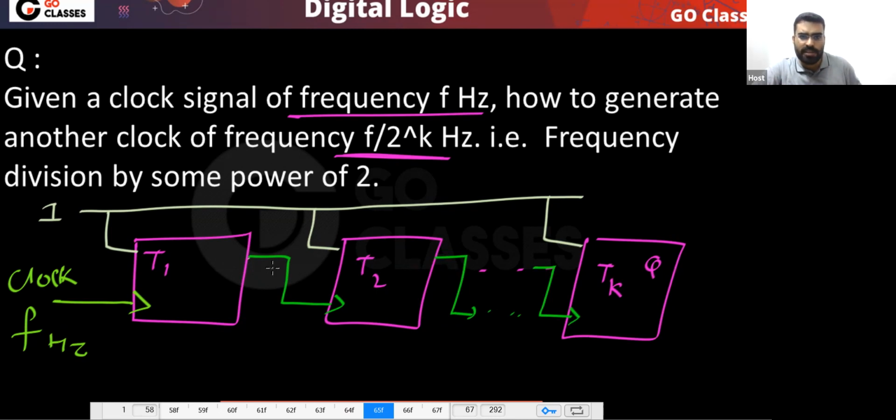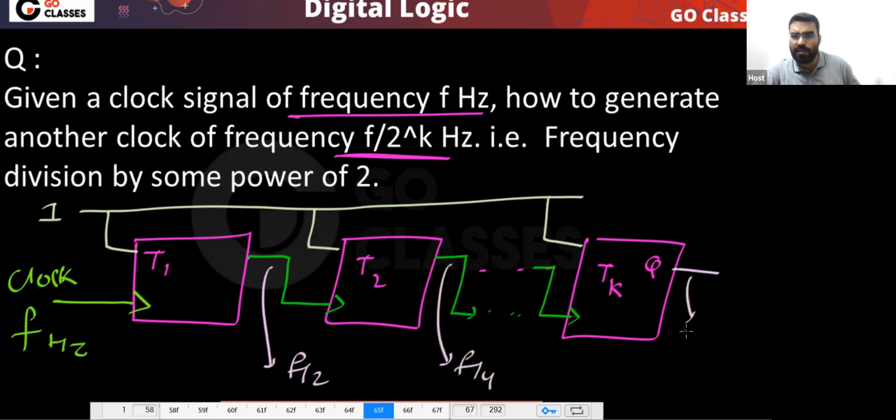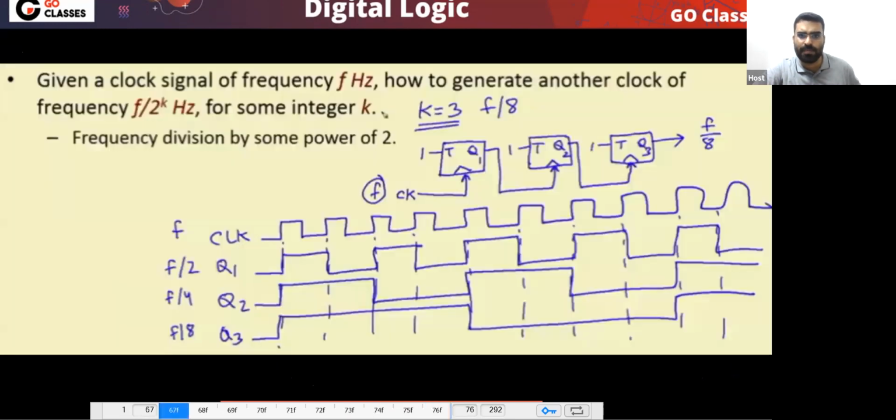You can notice here the frequency is F by 2. Here the frequency will be F by 4. So here the frequency will be F by 2 power K. So you can connect K T flip-flops. Very simple. All these concepts are very simple concepts.